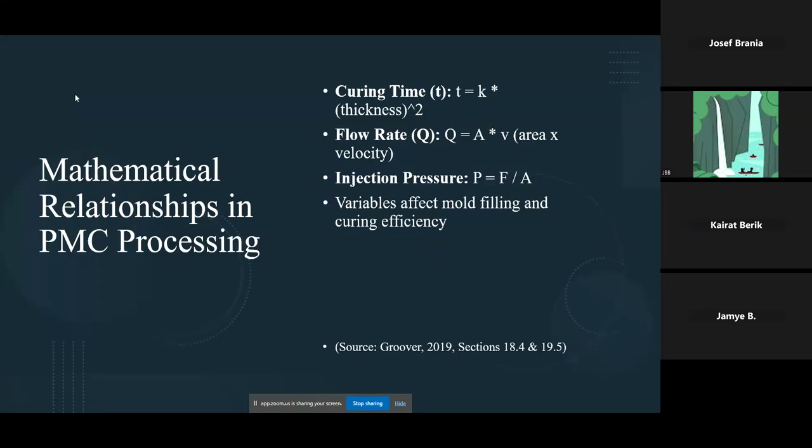Mathematical relationships in PMC processing. First is curing time, which is t equals k multiplied by thickness squared. Flow rate, Q, equals A multiplied by V, the area multiplied by velocity. Injection pressure, P equals F divided by A, and these variables affect mold filling and curing efficiency.